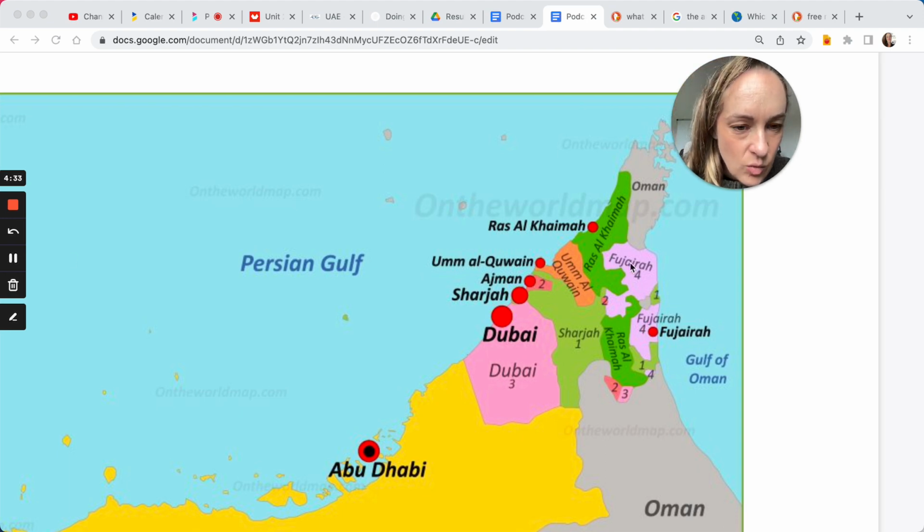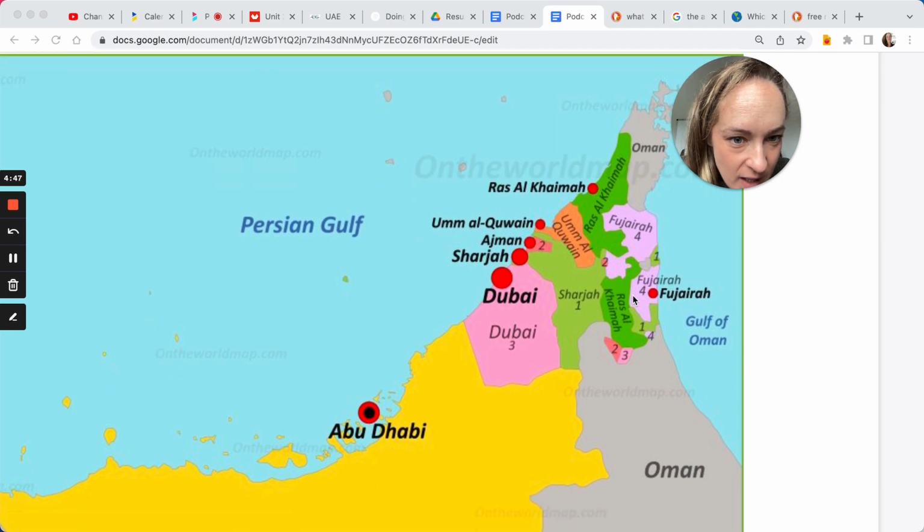And the last one, which is kind of a pastel pink color, is Fujairah. It's interesting, it's broken into 3 parts. So we have 1, 2, 3, this little part here, which is really fascinating. And two of them actually have a border on the Gulf of Oman. And in Arabic, it's pronounced Fujairah.